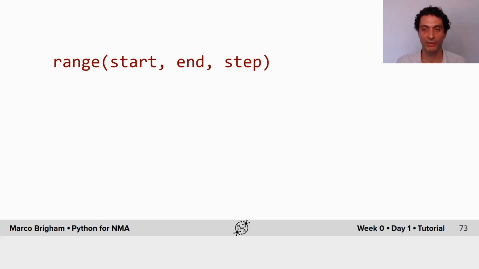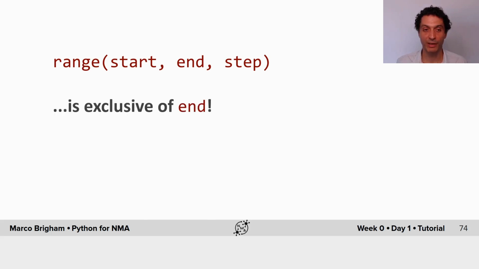Now the range command can have other parameters: it can have a starting value, an end value, and the step. So in the earlier example we just used range end, which was 3. But that's because the default value for start is 0 and the default value for step is 1. But if you would like to have a range with a different starting value or a different step, this is how you would specify it.